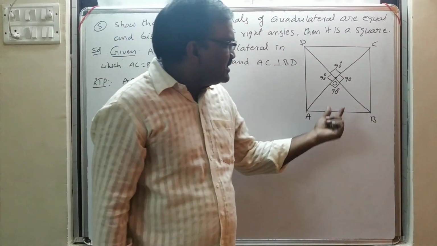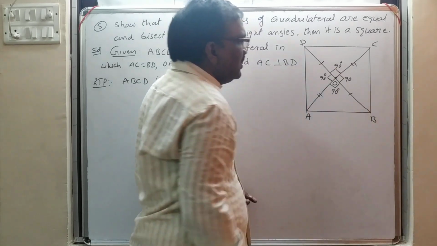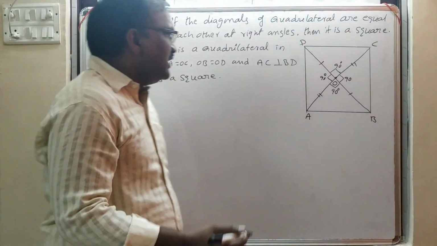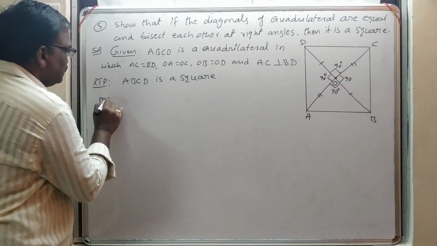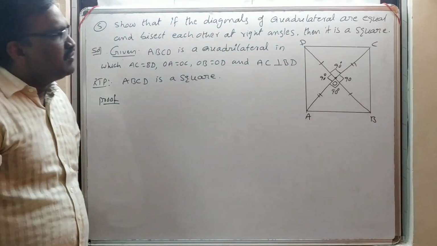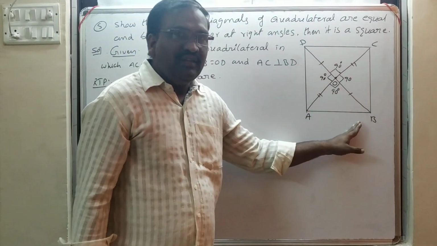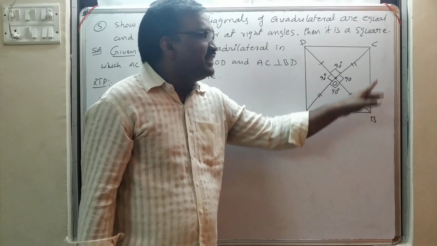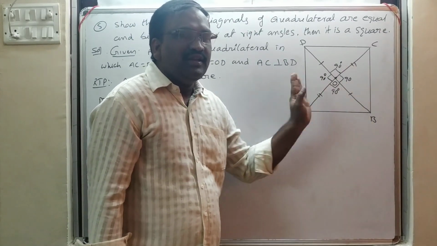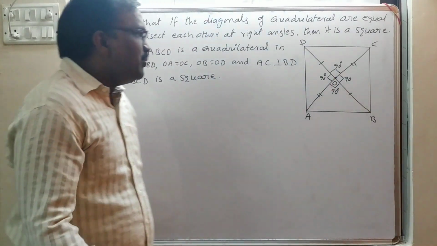Now observe the triangles OAB and OBC. Prove that ABCD is a square. How to prove ABCD is a square? If all sides are equal and one of the angles is 90 degrees, then that is a square. So prove that first. All sides are equal. Observe the triangles OAB and OBC.